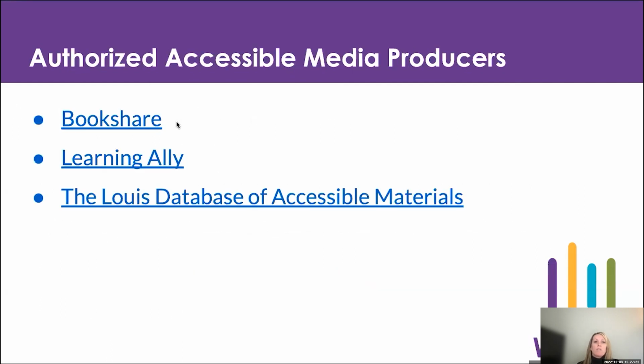So we talked about those AMPs, the accessible media producers. Those would be Bookshare, Learning Ally, and Louis Database. Again, this will be the focus of webinar number 3. Just as a very brief overview, Bookshare has well over 1 million titles. They range from textbooks to New York Times bestsellers, a huge variety of titles in there.